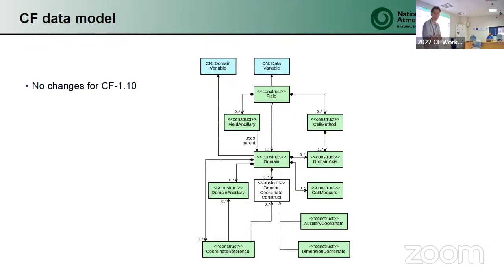Okay, so the CF data model didn't change. All these changes and defects we've seen don't change the logical structure of CF in any way. So that's easy. Bringing in UGrid will change the data model, but I'm not allowed to talk about that for next year. You can read it in the issue if you're interested in advance.